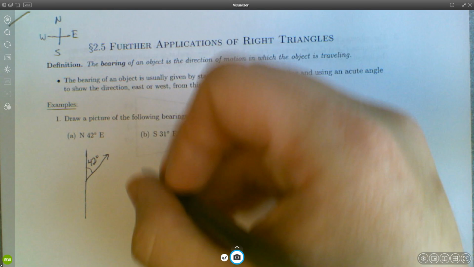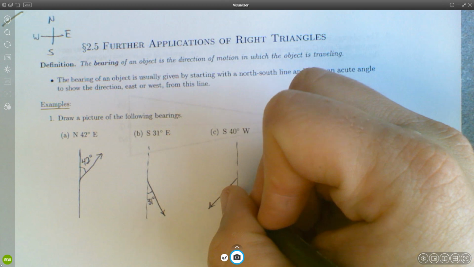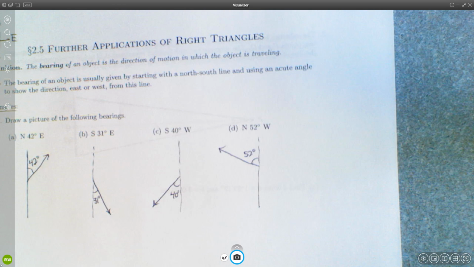South 31 degrees east would look like this. So from the south, you're going to go 31 degrees east. South 40 degrees west would look like this. You'd be heading from the south, and you would go 40 degrees toward the west. And north 52 degrees west would look something like this. Okay? So that's how bearings work.